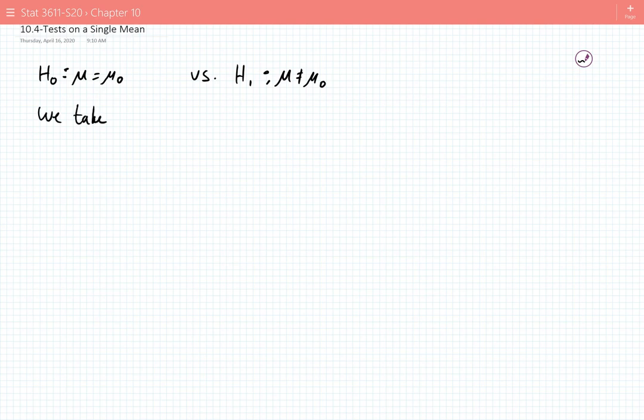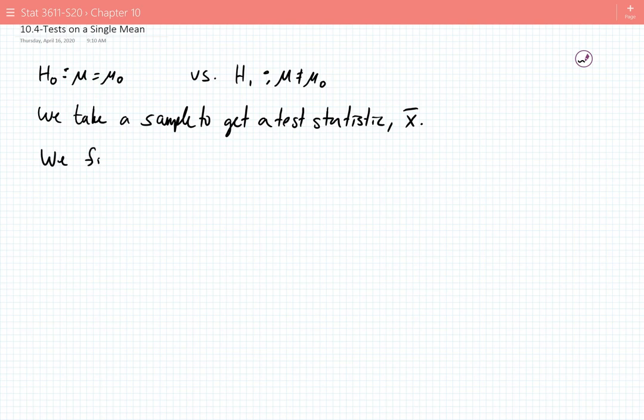So we can take a sample to get a test statistic, and we should know by now that x bar, the sample mean, is the appropriate test statistic. And if we're going to run a hypothesis test, we want to fix the probability of type 1 error in advance.